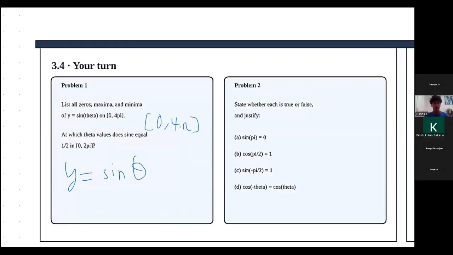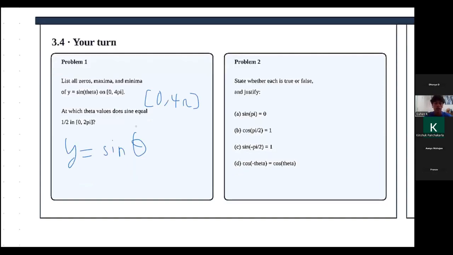It's asking at which theta values does the sine equal 1/2 from 0 to 2 pi? So where does it equal 1/2? And we went over this earlier, remember, with the key points. So think of your unit circle, and then think of all the points where sine of theta equals 1/2. And also for 0 to 4 pi, list all the zeros, maxima, and minima.